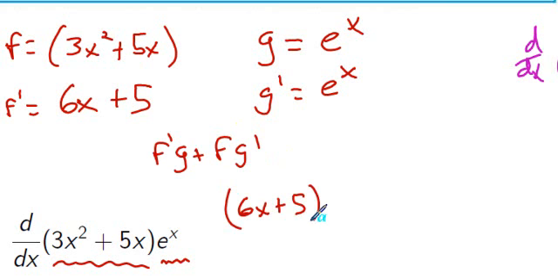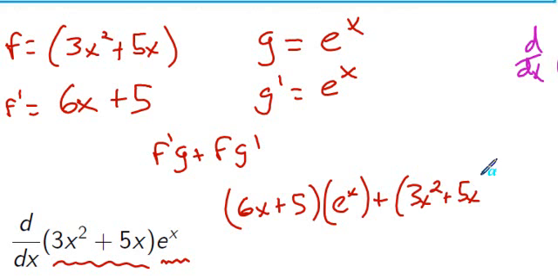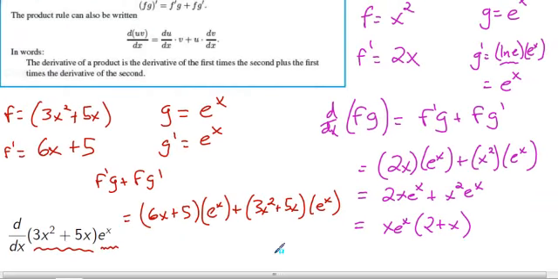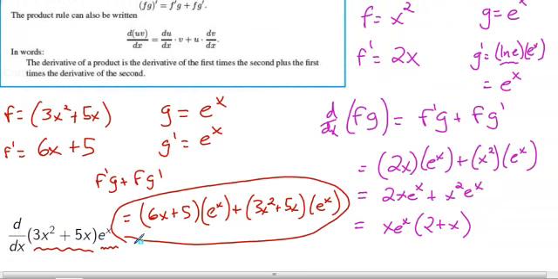Keep your parentheses, keep everything nice and tight. G is e to the x. Then I got my f piece, which is 3x squared plus 5x times e to the x. And once again, I can factor out an e to the x and some other components, all that good stuff, but essentially that is going to be my answer. Not in simplest terms, but that is my derivative. So that's how you use the product rule.